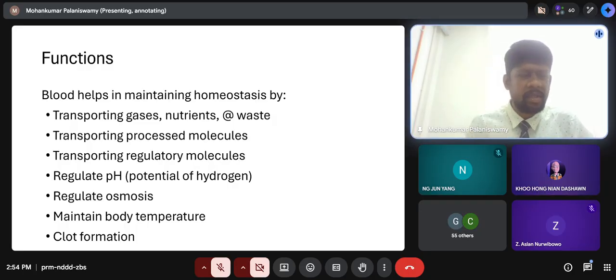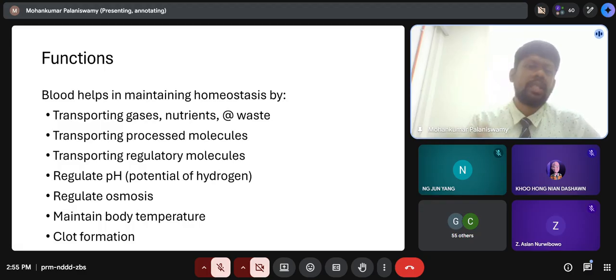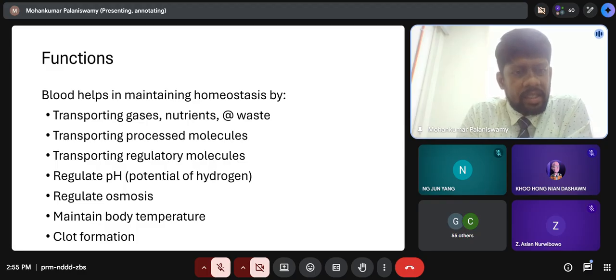I'm not able to hear your voice clearly. But anyway, regulatory is like we have some hormones which are secreted at one part of our body, which can regulate the function of some other organ or some other tissues. So the function of blood is to transport those regulatory hormones or regulatory molecules. Those things come under regulatory molecules. Then pH, as we discussed earlier, is the level of hydrogen present in the blood, and regulate the osmosis, maintain the body temperature, and formation of clot. So these are all the functions of blood.